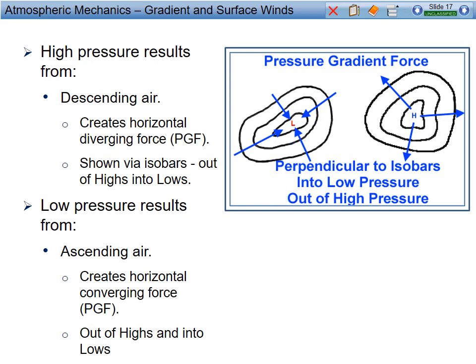Conversely, high pressure centers are colder, more dense centers, and so they have cooler, denser air, which is going to settle or descend, and then once it descends, it has to go somewhere, and so it spreads outward. It is diverging. So low pressure centers are ascending, less dense, converging type pressure centers with a pressure gradient force acting inward, and high pressure centers are cooler, more dense, descending, diverging pressure centers with a pressure gradient force acting outward.